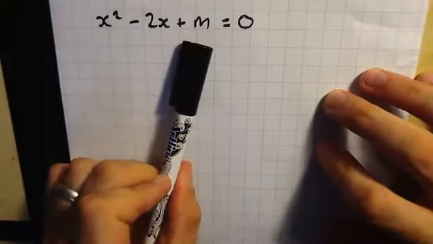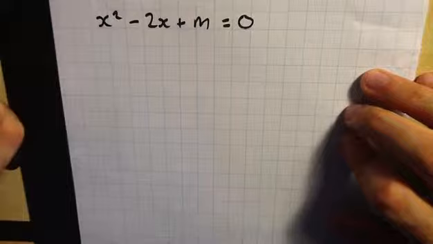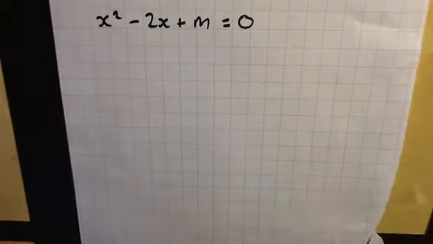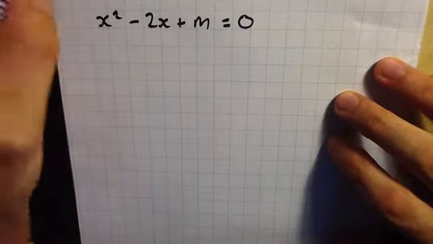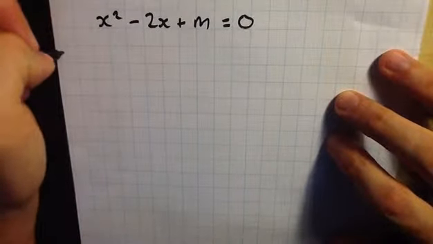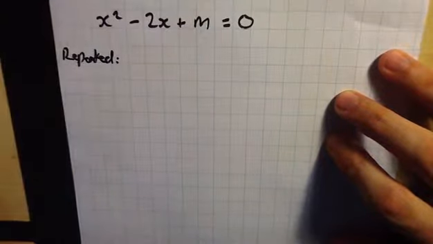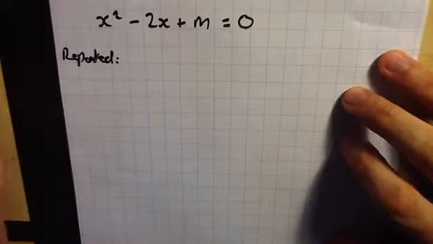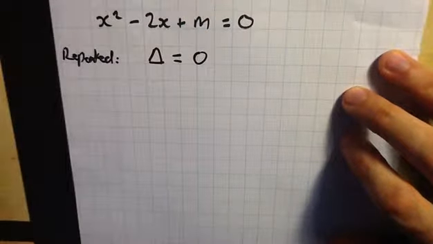Determine the different values for m for which this quadratic would have either repeated roots, two distinct roots, or no real roots. Okay, so let's look at the values for m for which it would have repeated roots. What do we know about when a quadratic has repeated roots? Well, when it has repeated roots, the discriminant is equal to 0, isn't it?